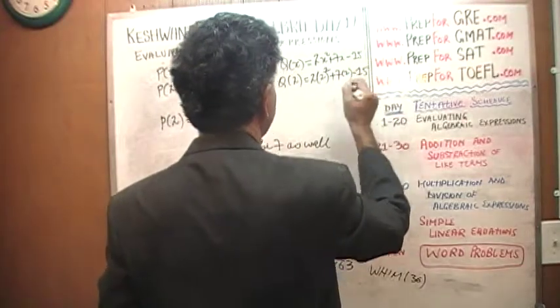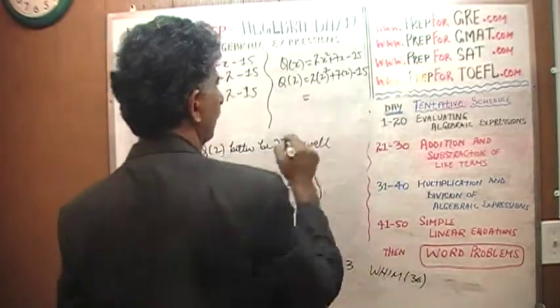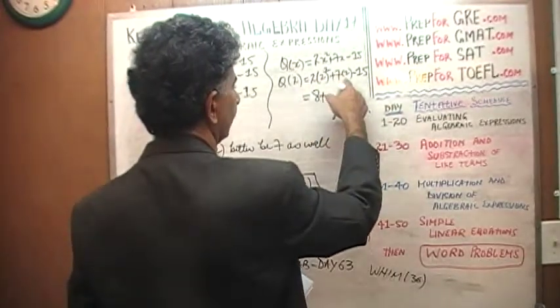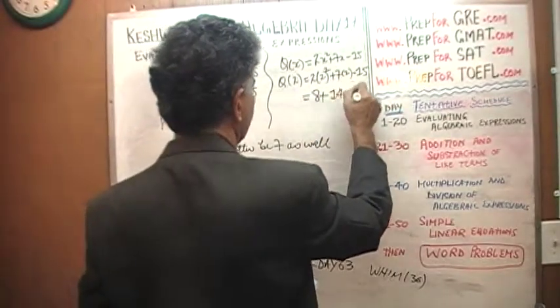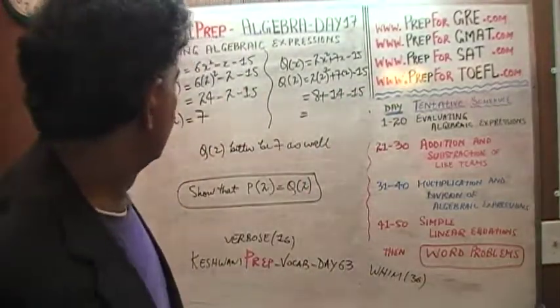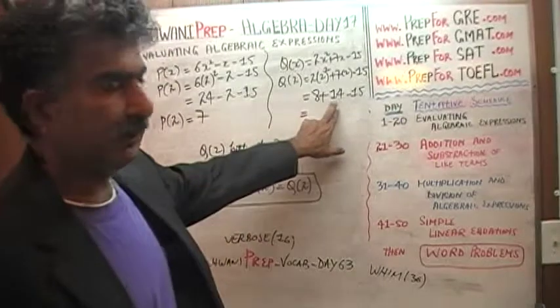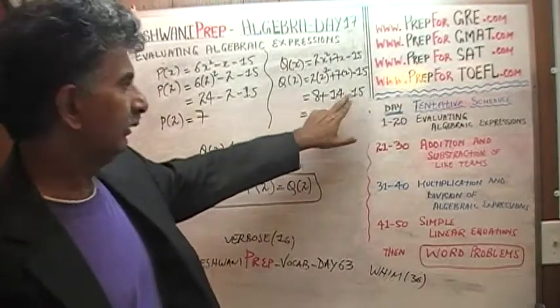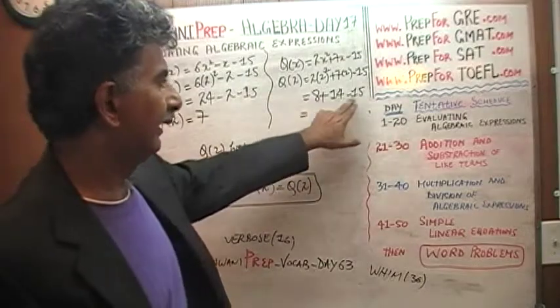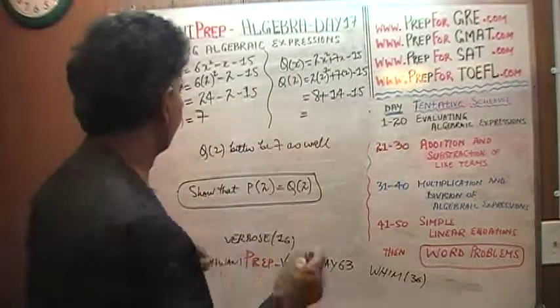minus 15. 2 squared is 4, 4 times 2 is 8. 7 times 2 is 14. Minus 15. Aha! You see? 14 minus 15 is negative 1. Plus 14 and negative 15 is going to give us negative 1. And 8 plus a negative 1 will give us a 7. Voila!